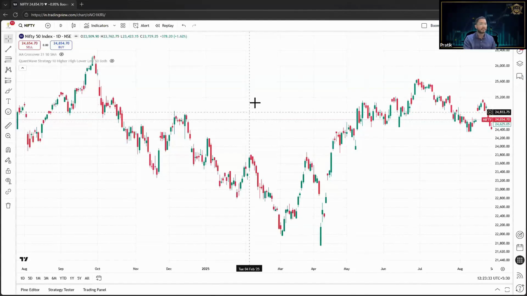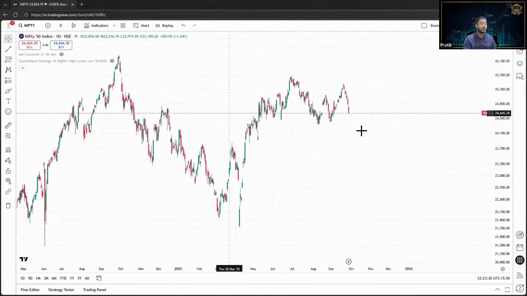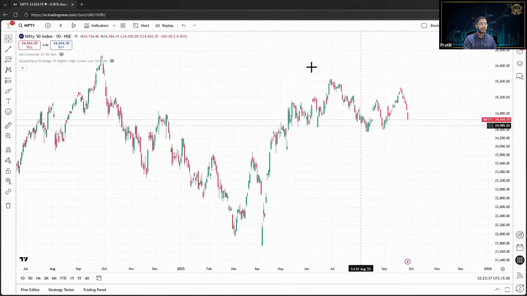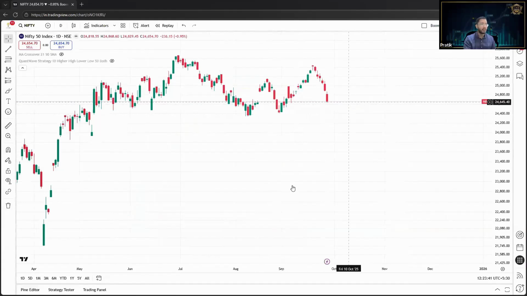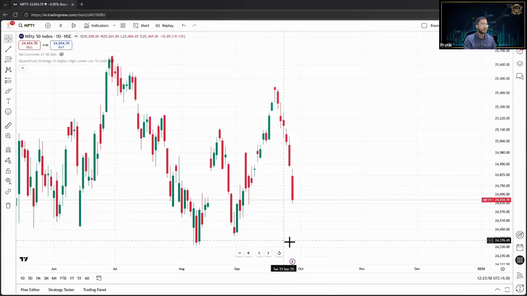Try to look at it. Can you see all of this? Each of these is a candlestick, and each of these is one day. This is Wednesday, 25th September. This is 26th September, and so on. Each candle is a day.